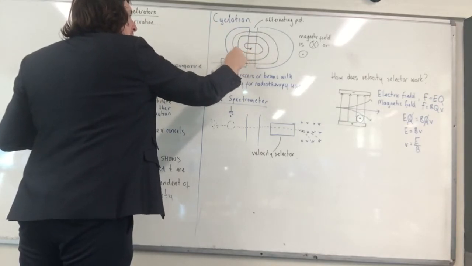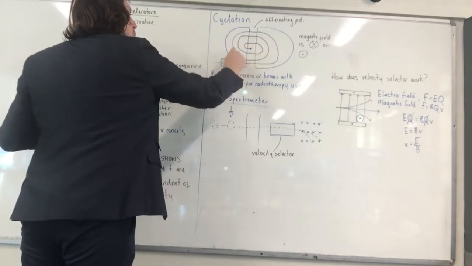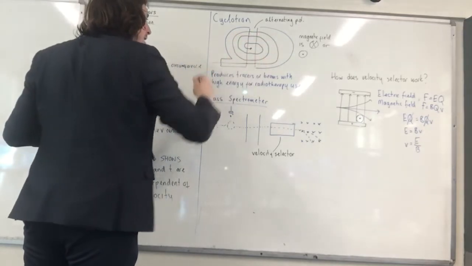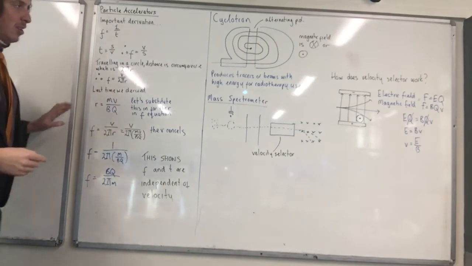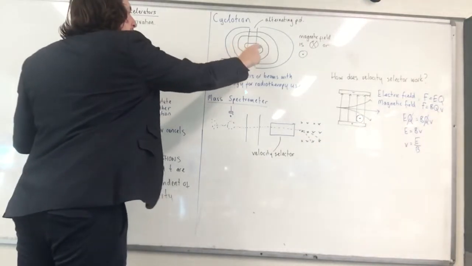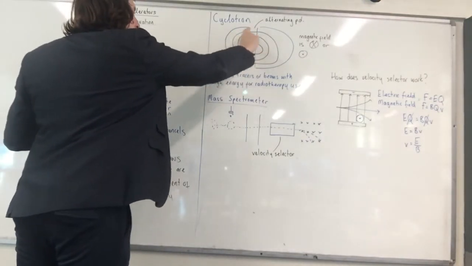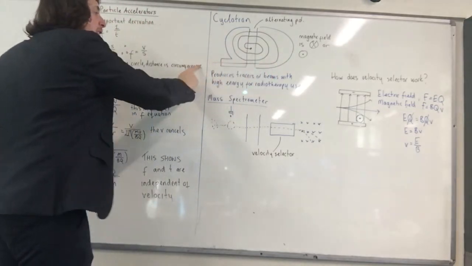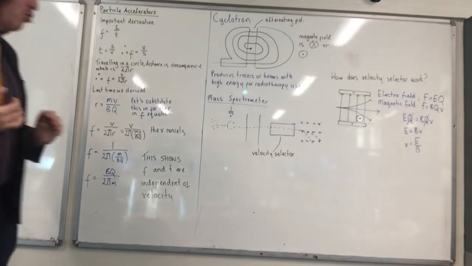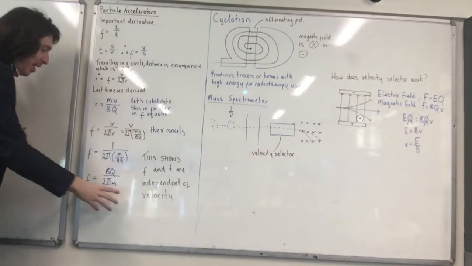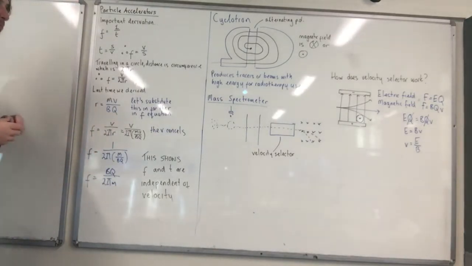And what happens is, because the velocity is increased with the potential difference, the radius gets bigger. And here I will remind you that radius is proportional to velocity. So if you accelerate the particle, the radius is going to increase, speed gets faster and faster, and then it's fired out to its target. So that's how a cyclotron works, and the relevant equations for that are here and here.